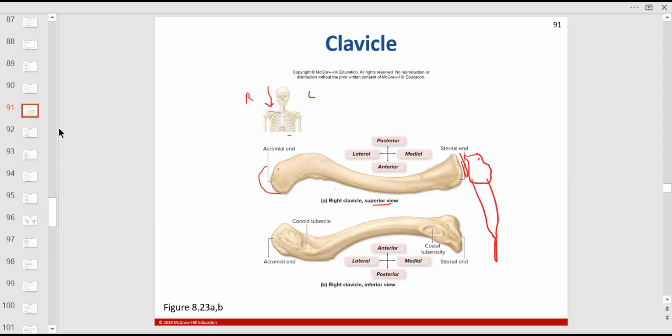And this is a superior view, and if you turn it over, it's still the right clavicle. You're not going to have to tell me right or left clavicle, never. So the acromial end has a little thicker part to it, and has the conoid tubercle, which you could see. Probably won't ask you that, but you should know acromial end and sternal end. And I'll send you some videos to help you with that. See, the sternal end is kind of sharper, flatter there.